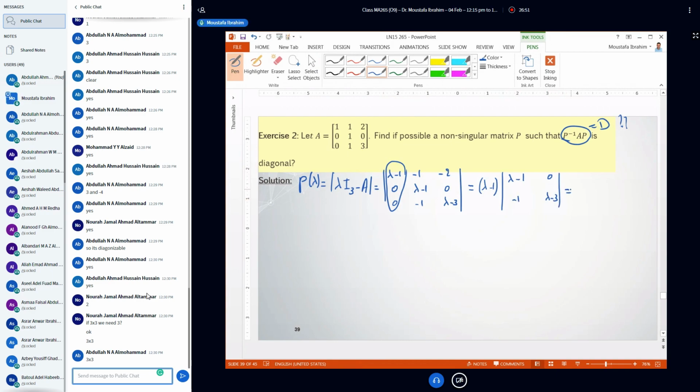So what do we get? We get lambda minus 1. And here, what's the determinant of this matrix? The diagonal is lambda minus 1, lambda minus 3 and the other entry is 0. So we get lambda minus 1 squared, lambda minus 3. So how many eigenvalues do we have?